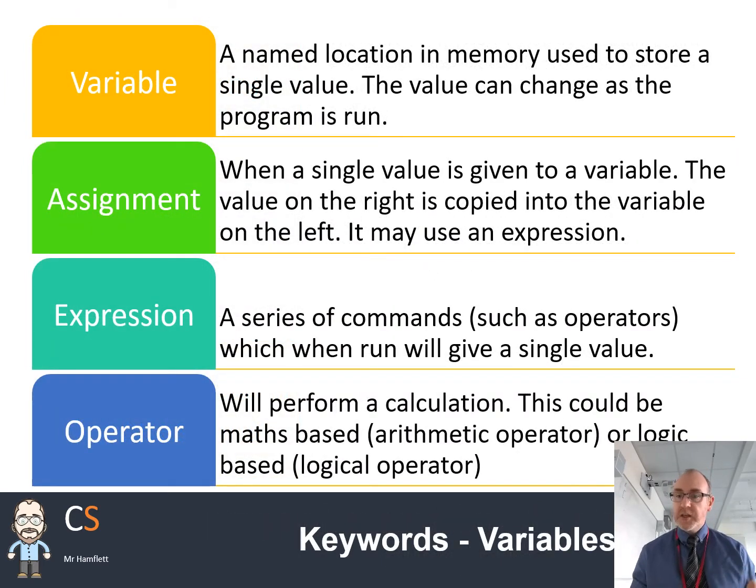So for the basic coding questions, here's some of the keywords you need to know about. A variable is a named location in memory used to store a single value. The value can change as a program runs. Okay. For the more advanced coders, a variable can also store an array where it can store multiple values, but that's going to be in a future intervention session.